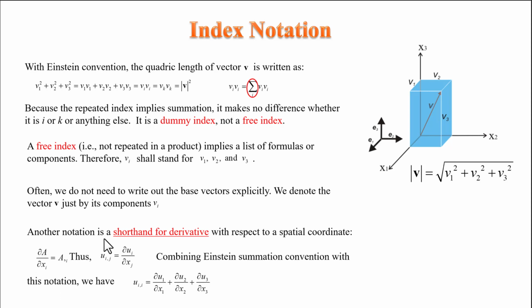Another notation that is used a lot is a shorthand for derivative with respect to a spatial coordinate. We write the derivative of A with respect to spatial coordinate x_i as A,i. Therefore, u_i,j stands for this. It's a derivative of u_i with respect to x_j. Now if we combine this shorthand with Einstein's summation convention, we have this. So u_i,i stands for the summation of three derivatives, because i is repeated.